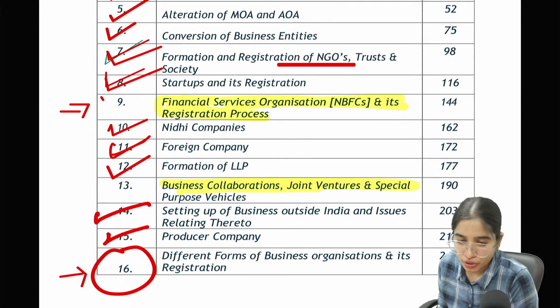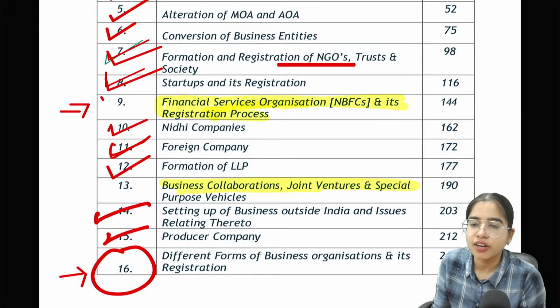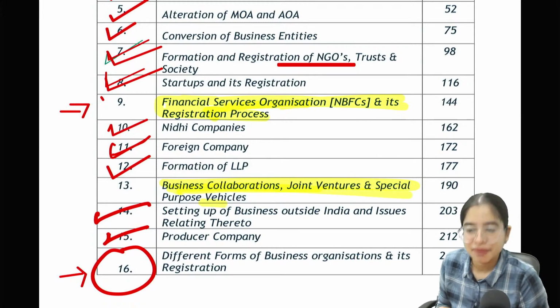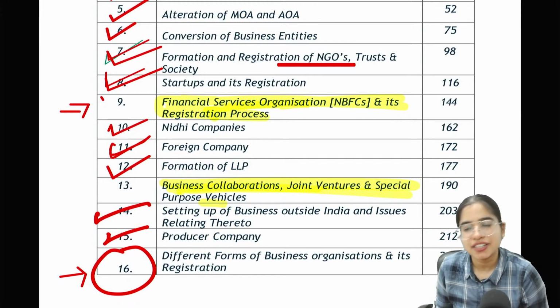You can watch that video for the revision. Easy chapters. NBFC is not easy. NBFC is technical. Business collaboration is an easy chapter. Business collaboration is very easy.